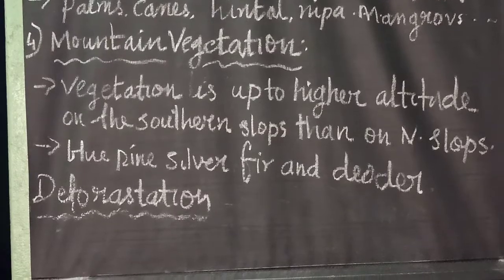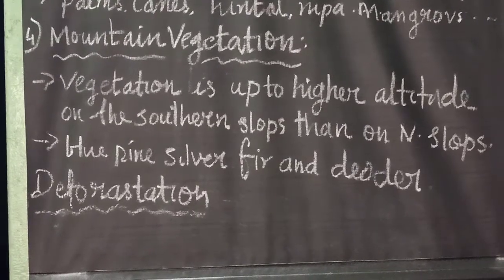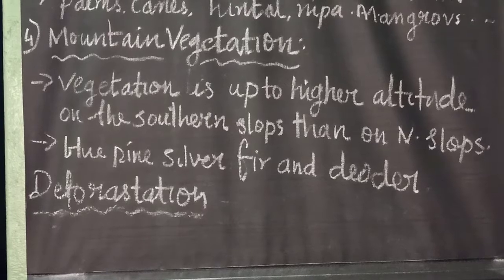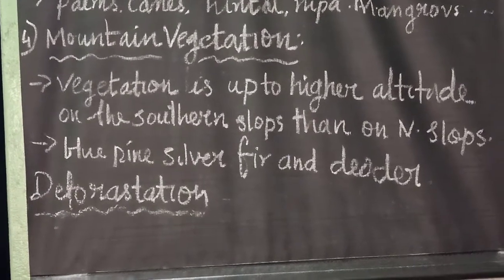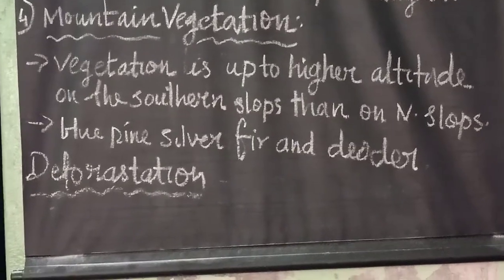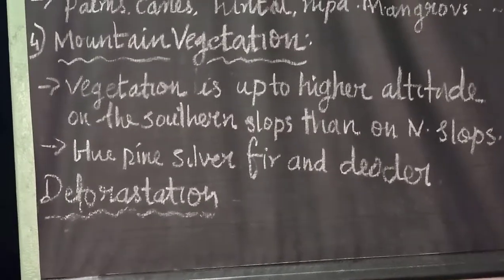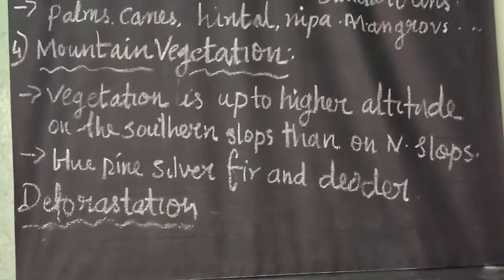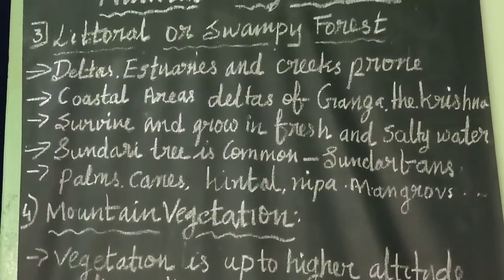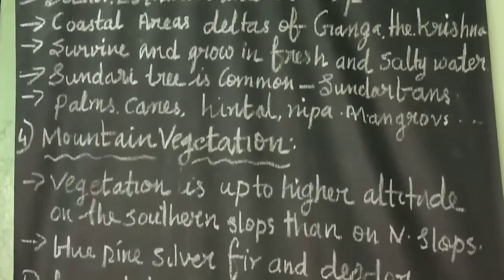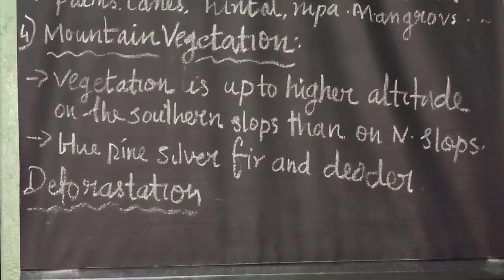A number of valuable trees are there: evergreen oak, chestnuts, deodar, and pine trees, blue pine, silver fir, cedar, deodar. These are all useful for construction purposes: pillars, tools, wagon making, vessels, packing crates, and building material, used in different ways.